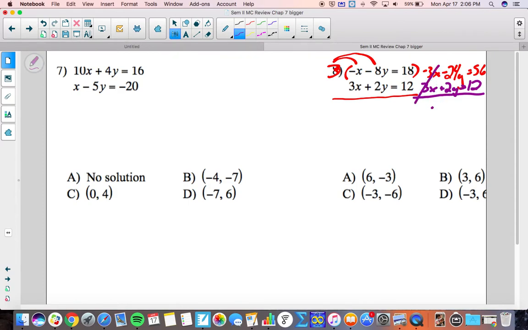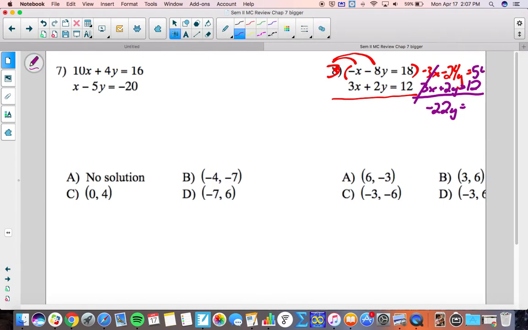We get -22y equals... What do we get there? 68? Oh, this is supposed to be a 54. Let's use a calculator on that. 3 times 18 is 54. So let me get 66 here. Divide by negative 22.